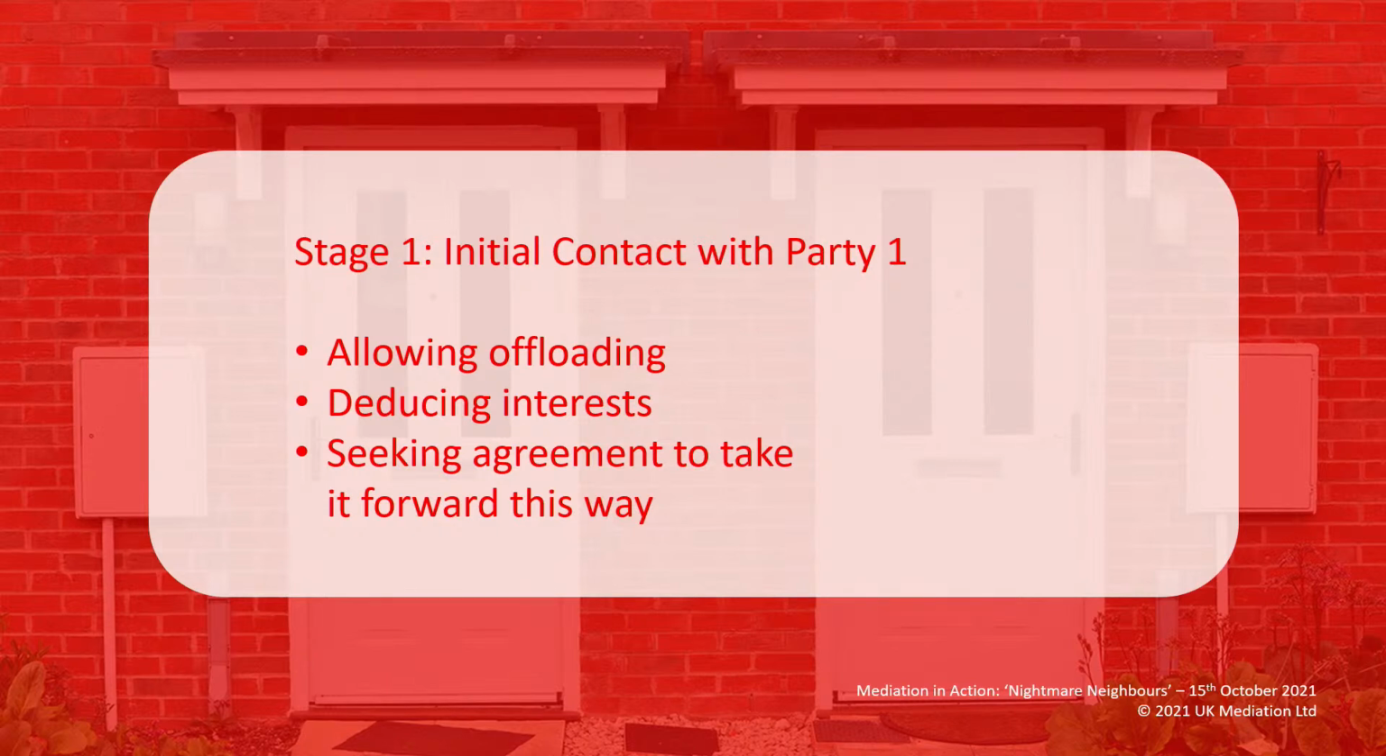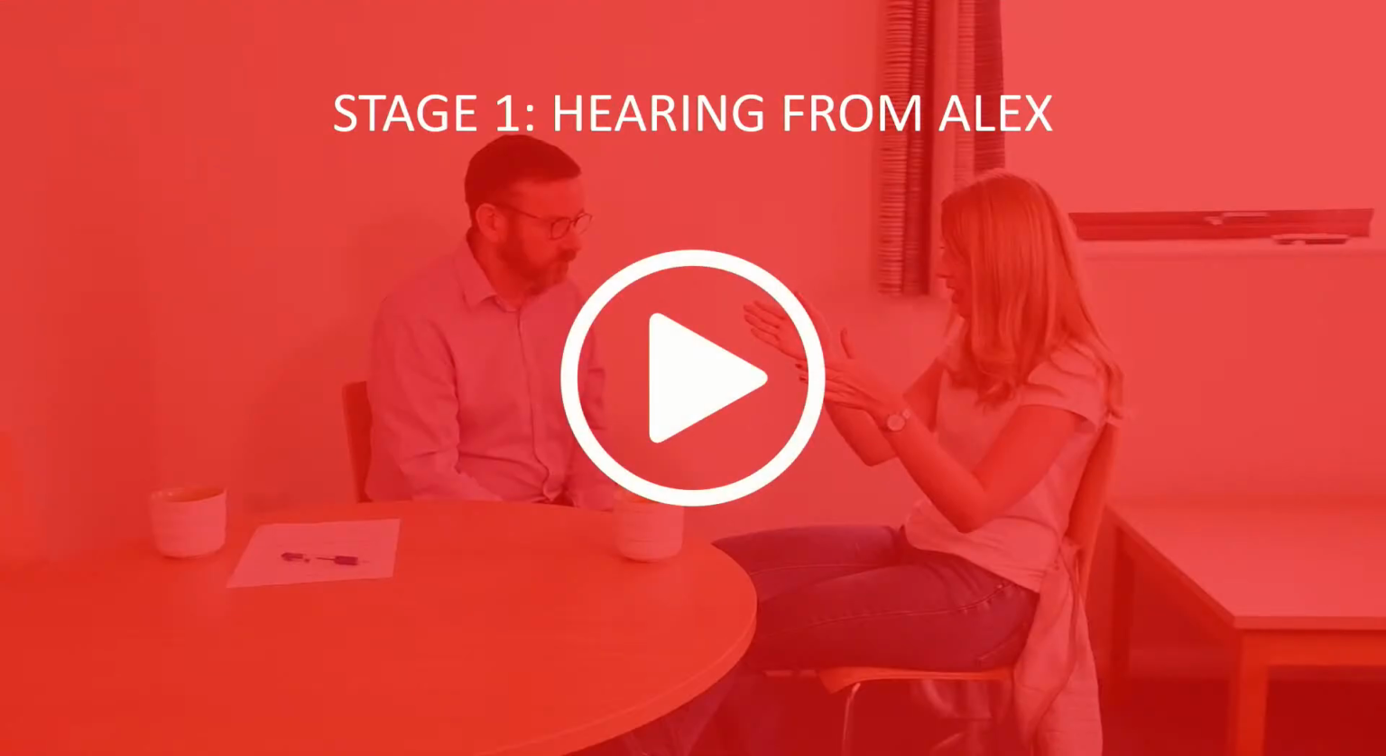So let's hear from Alex first and see what happens in her stage 1 meeting when she gets to meet the mediator, chance to offload, and at the end of the offloading and the mediator sort of trying to get a good clear handle on what's going on for Alex, then we get her agreement to take it forwards and we can progress into our stage 2. But first of all, let's hear from Alex.